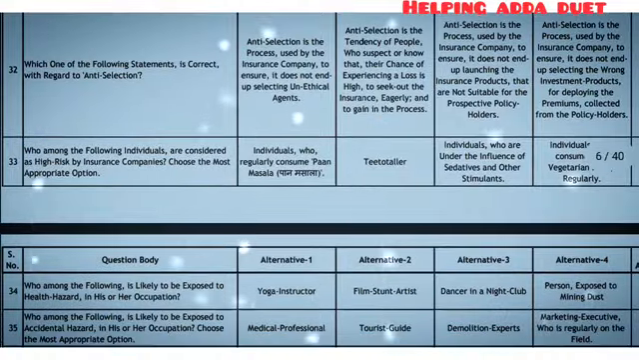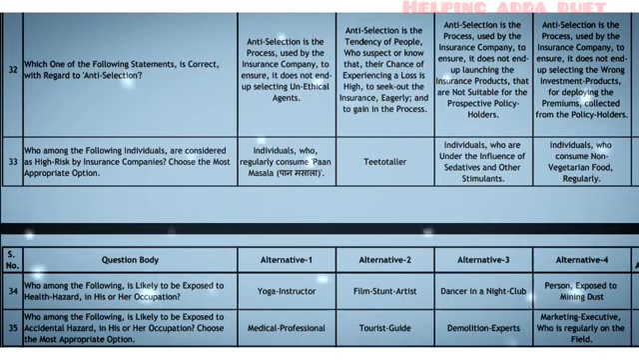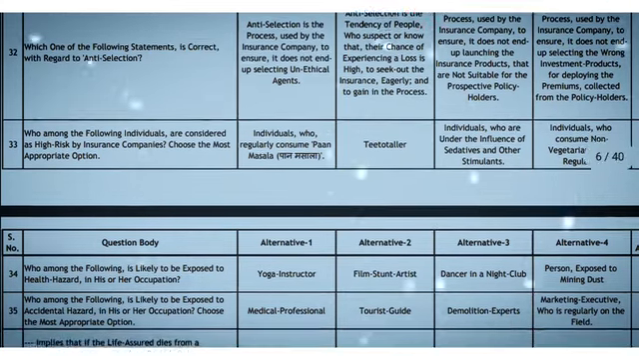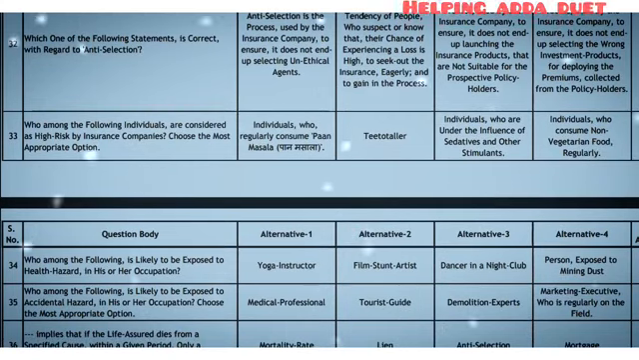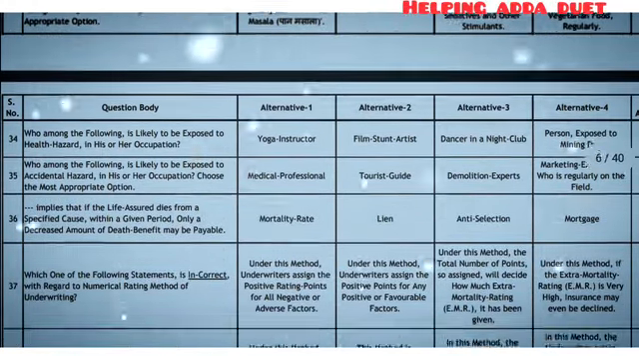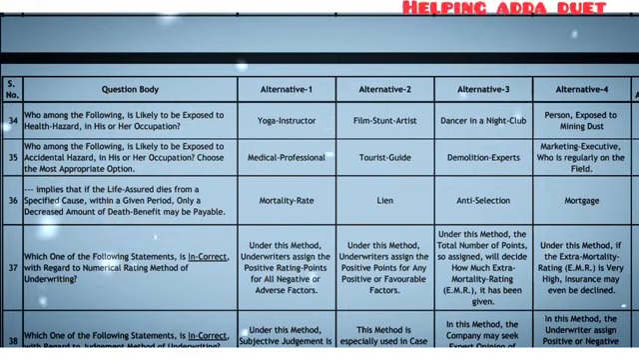Question number 33. Who among the following individuals are considered high risk by insurance companies? Choose the most appropriate option. So the answer is individuals who are under the influence of sedatives and other stimulants are high risk for the insurance company. Question number 34. Who among the following is likely to be exposed to health hazard in his or her occupation? So the answer is person exposed to mining dust.